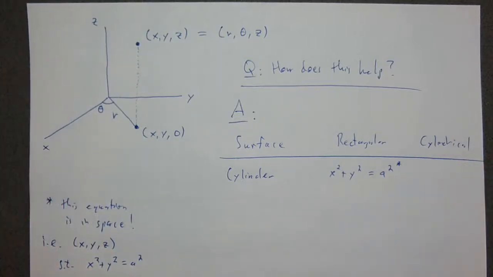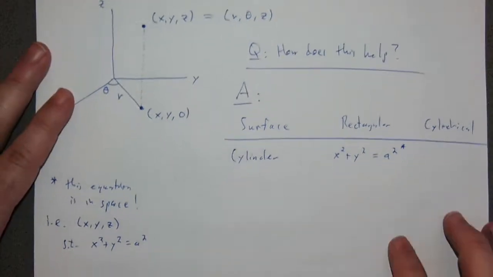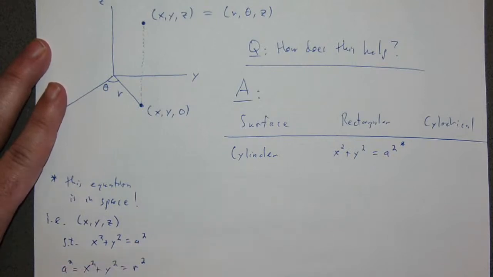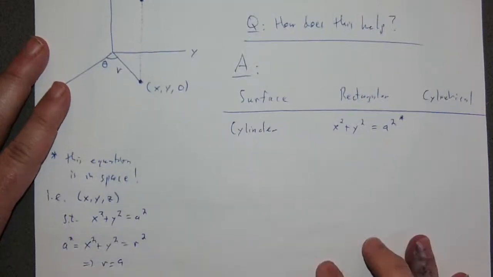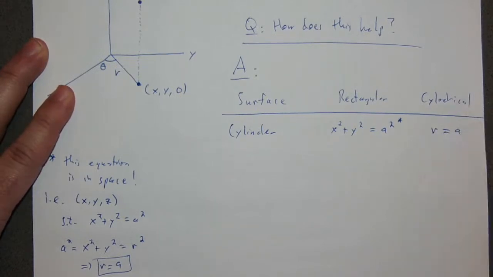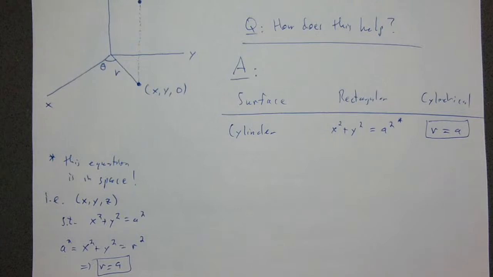But in cylindrical coordinates, what is that? So in cylindrical coordinates, remember, x squared plus y squared is equal to r squared. And so if x squared plus y squared is equal to a squared, then this is r is equal to a. So in cylindrical coordinates, I can describe a cylinder by specifying a radius. So that's nice, right? That's a lot nicer than in rectangular coordinates, right? So if you have a region that is involved with intersecting cylinders or something like that, this is going to be a lot easier to describe in cylindrical coordinates.